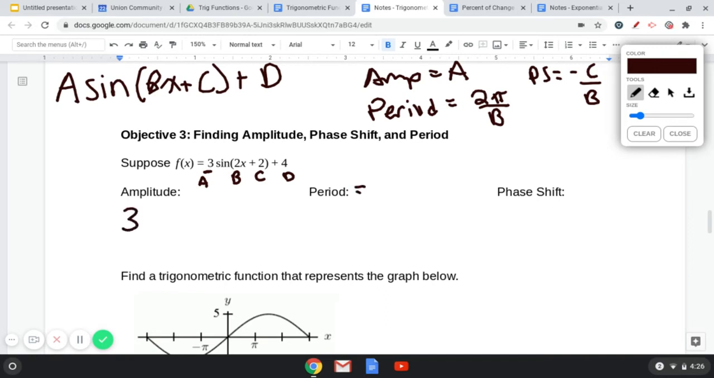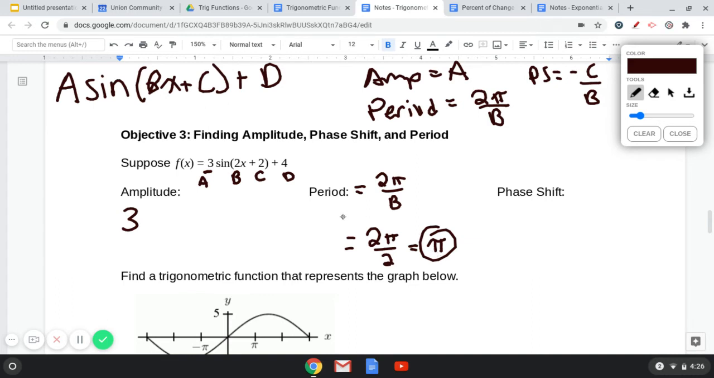Now the period equals 2 pi divided by B, which is 2 pi divided by 2, which is pi. So this means our graph will repeat every pi units. In class, see, this makes sense because this 2 is like a horizontal shift, and if this is larger than 1, that means it's a horizontal shrink, which in turn makes our period shorter.